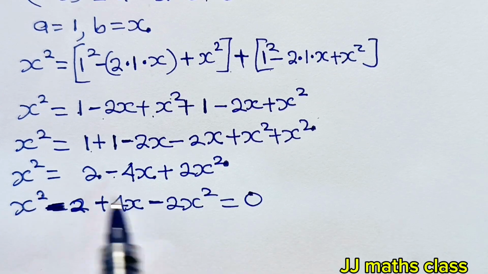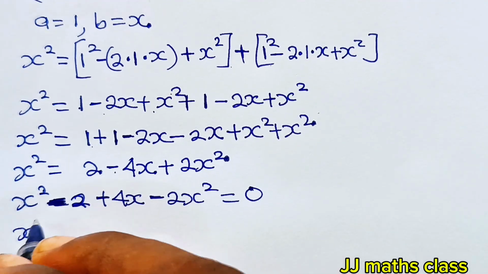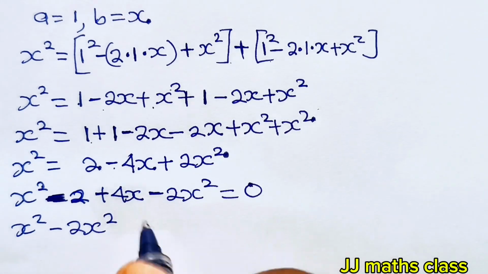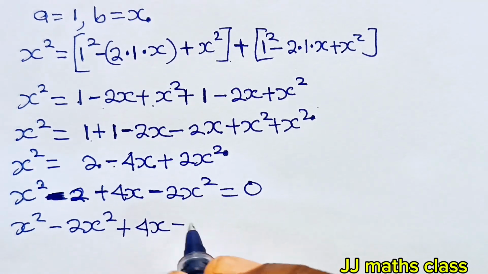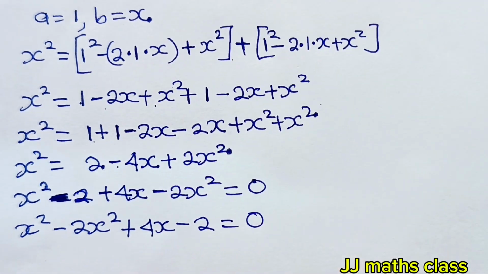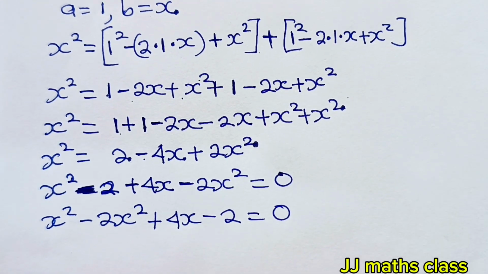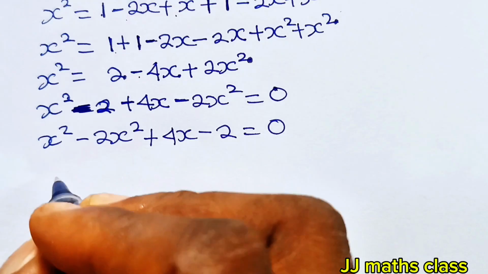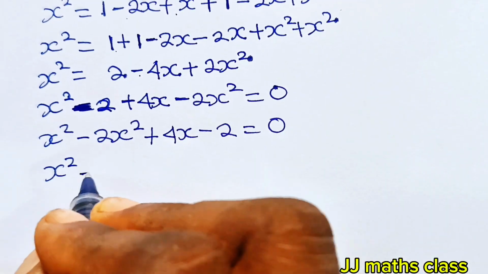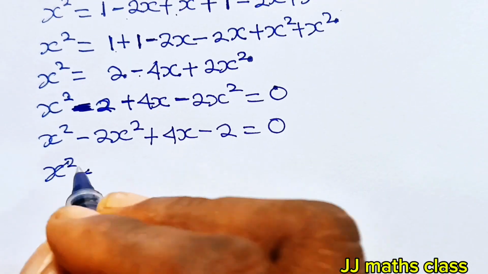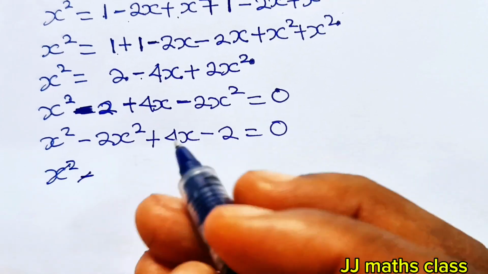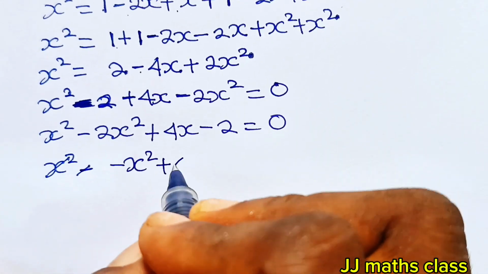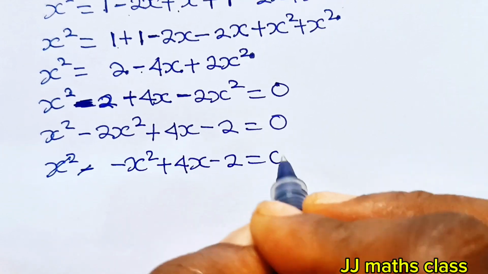Now, x squared minus 2x squared, then plus 4x minus 2 is equal to 0. I'm trying to arrange this well, just like a quadratic equation is supposed to be. Okay, all right, then we have x squared minus 2x squared will give us minus x squared. So we have minus x squared plus 4x minus 2 is equal to 0.